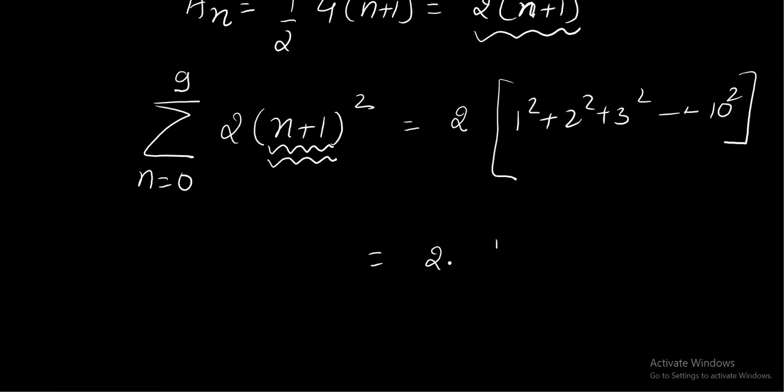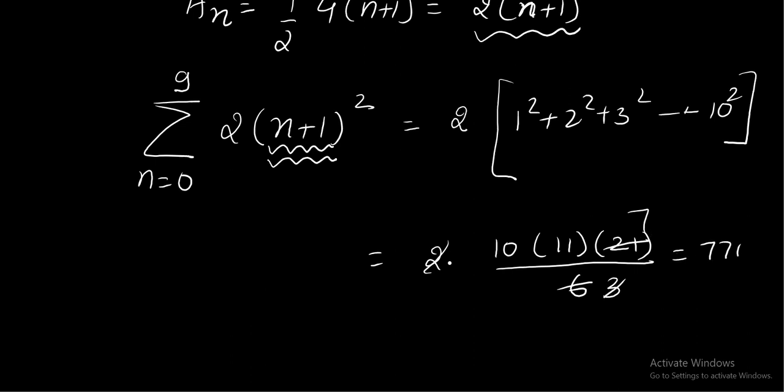So let us apply the formula. n into (n plus 1) multiplied by (2n plus 1) whole divided by 6. Calculating it, and finally, the answer turns out to be 770. So for this question, we have the answer as 770. So this is the answer.